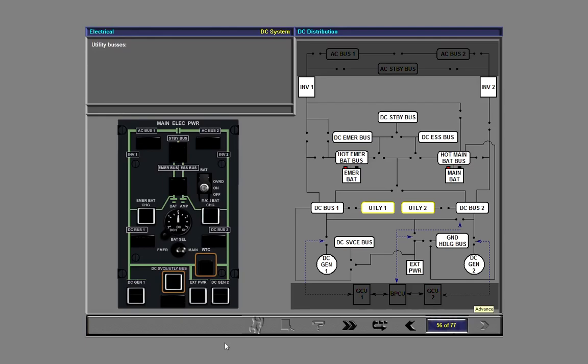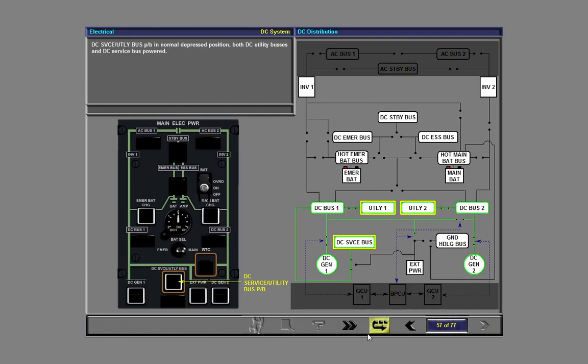Next we shall consider the two utility buses. These buses are connected to their respective DC buses and controlled by this push button. Next we shall consider the DC service utility bus push button.